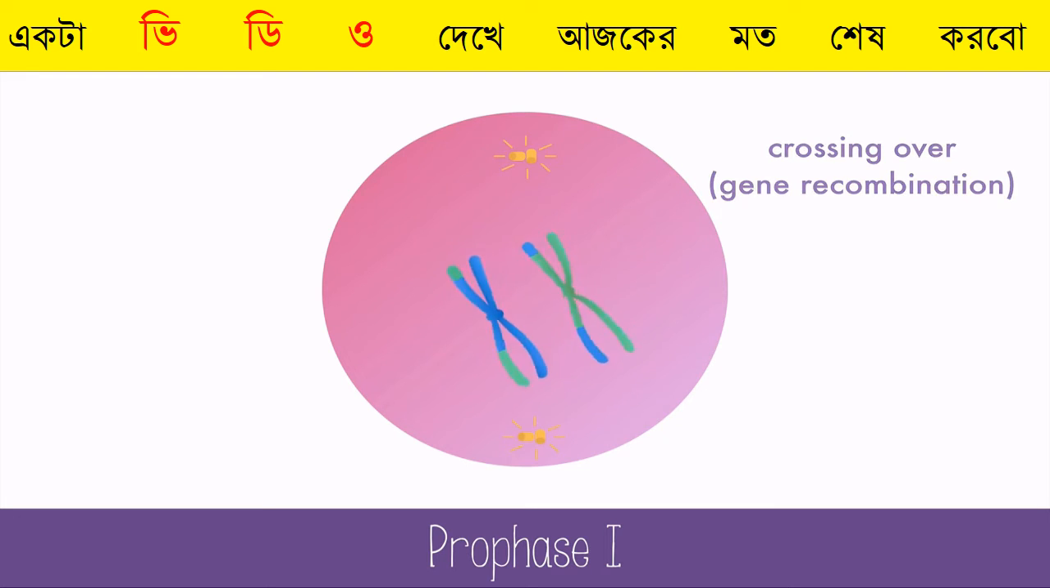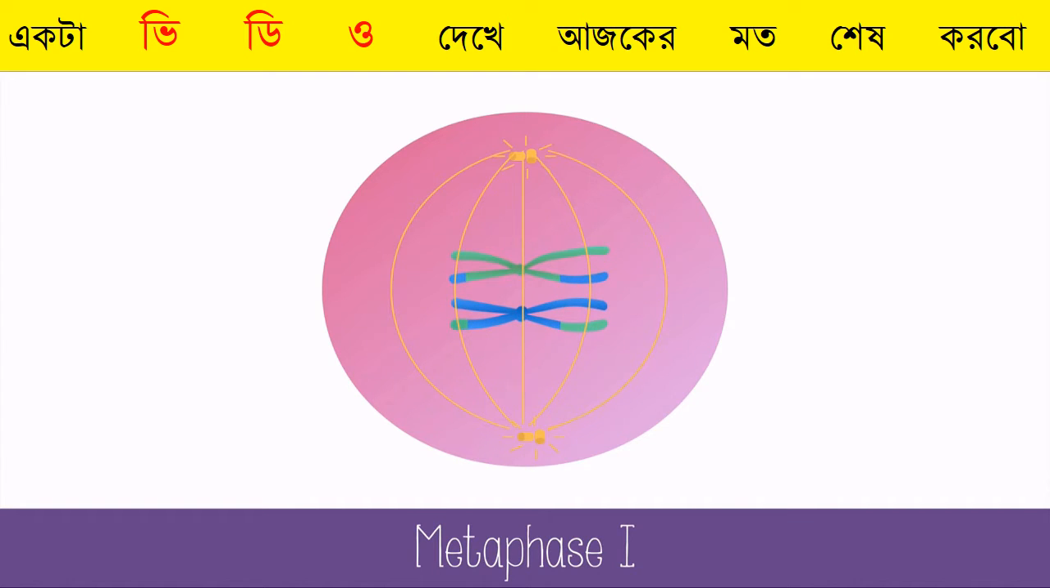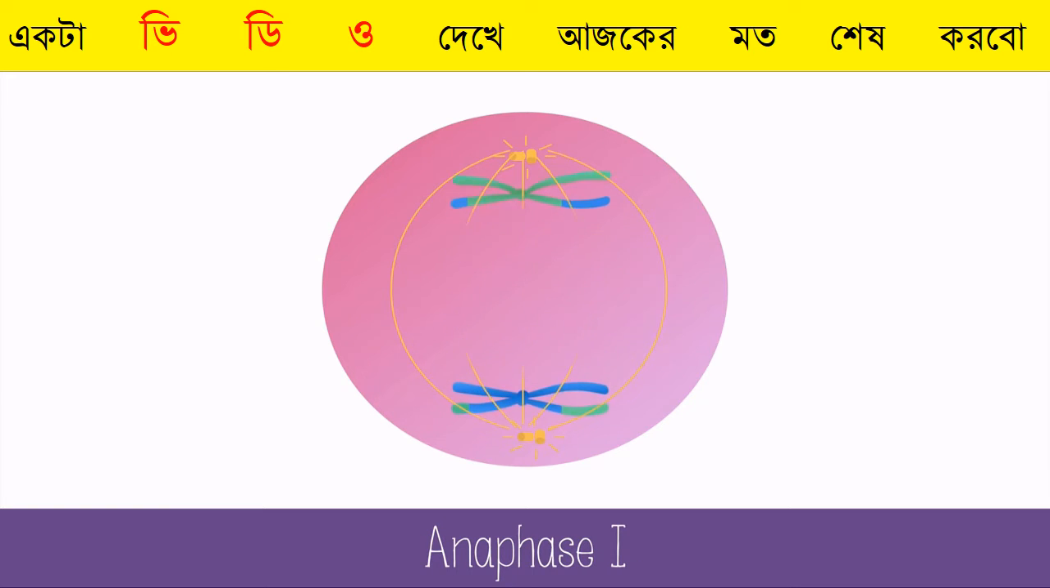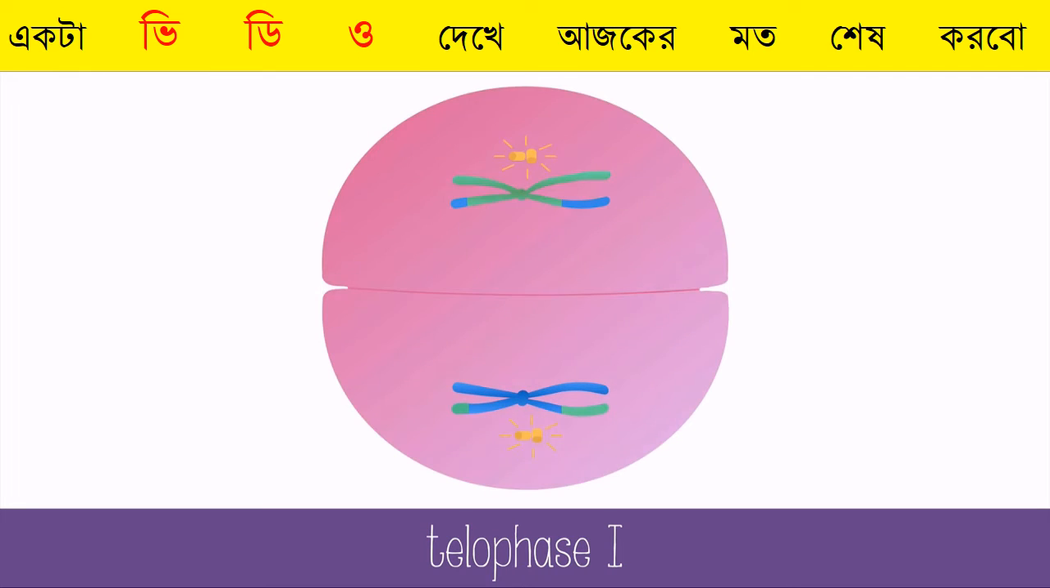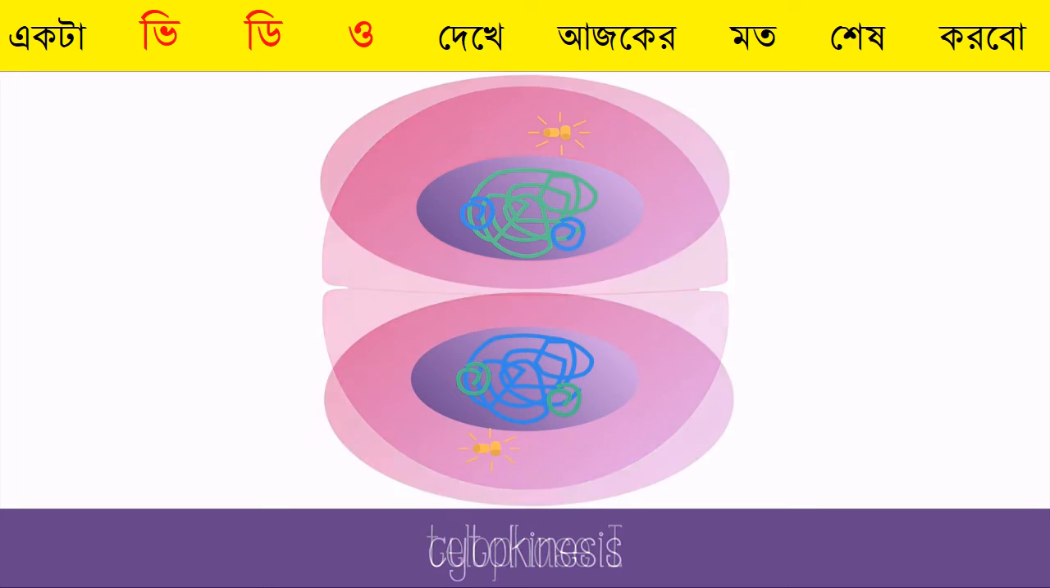Spindle fibers will attach to the chromosomes, and they'll move and line up in the center during metaphase. Now, which side they face is random and is also known as independent assortment. They will not be pulled apart at the centromere like in mitosis, but instead, homologous chromosomes will separate. At telophase 1, the nuclei reform, and the chromosomes wind into chromatin. And during cytokinesis, the rest of the cytoplasm divides.